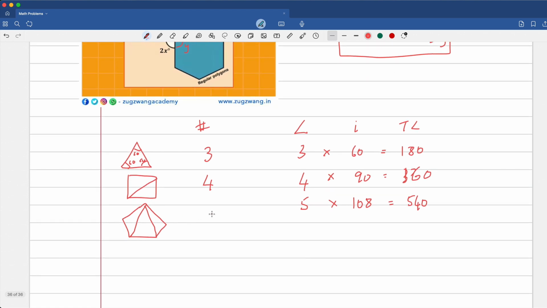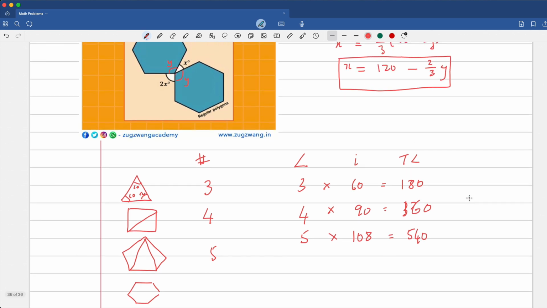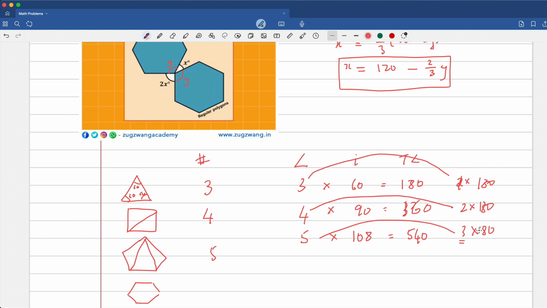Then comes a hexagon, a regular hexagon. And now you already see the pattern here. This is nothing but 1 times 180. This is 2 times 180. This is 3 times 180. And you realize that the number of sides minus 2 gives you this: 3 minus 2, 4 minus 2, 5 minus 2 gives you this. So that's the connection between them.